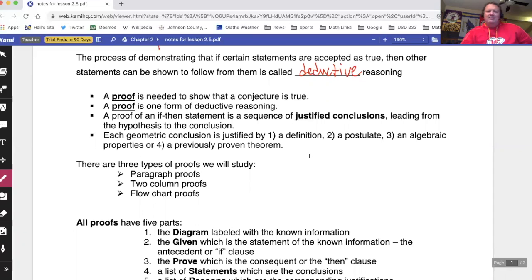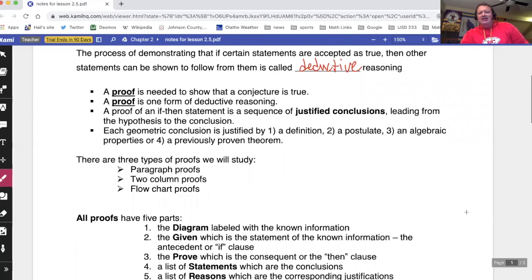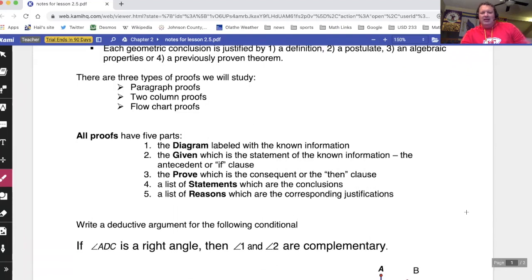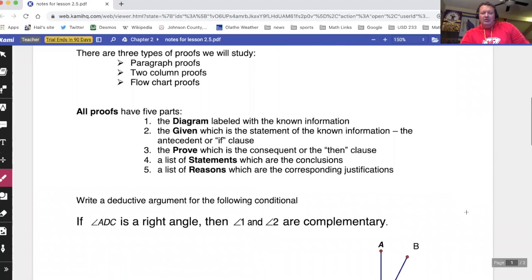Now there are 3 types of proofs that we'll study. Paragraph proofs are just written out in words. Two-column proofs are the standard for formal proof, where you always have statements and reasons on every step. And then the flowchart proof, I kind of like those. It's more of a visual proof that still has statements and reasons, but it shows the connection, in my opinion, a little more clearly.